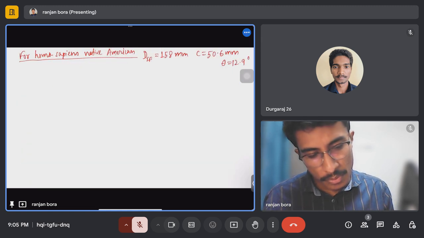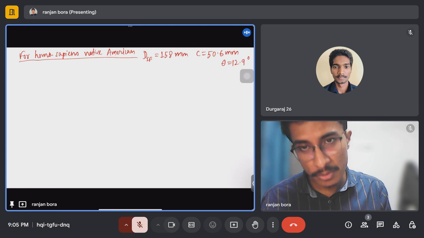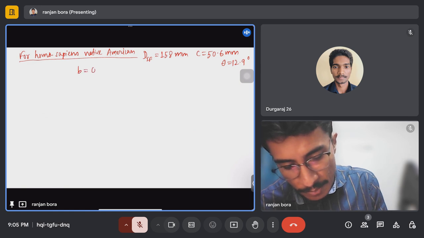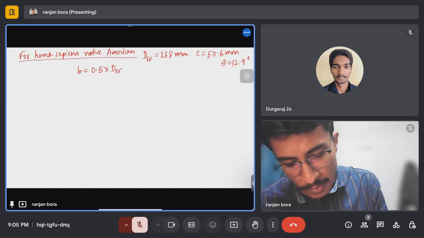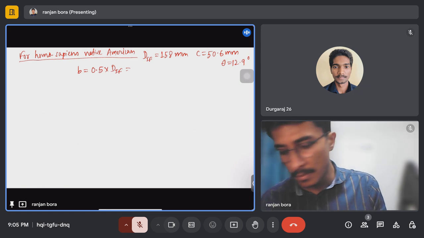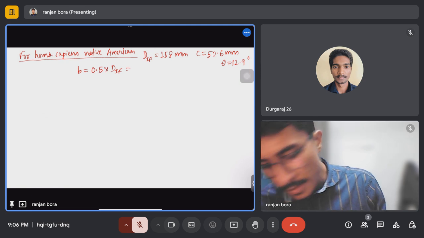I will follow the same method as we followed for Australopithecus. First we will find out the B. B is 0.5 into DIF, and this will come as 79.